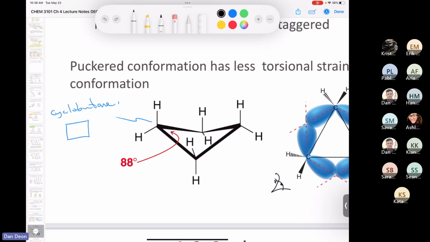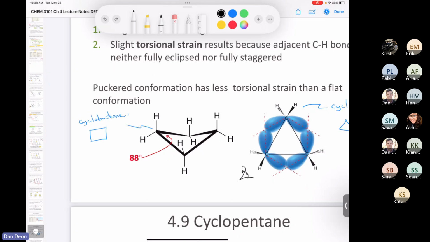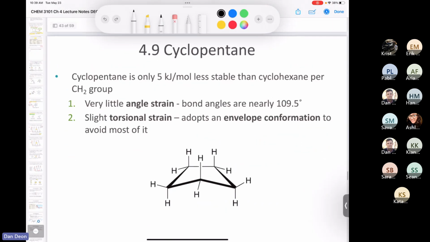And that puckering prevents some of the eclipsing from occurring, but it doesn't do a great job. And so it's still going to be really high in energy. Once we get to cyclopentane, so what we're seeing here is a model of cyclopentane, this guy here. Cyclopentane is actually a pretty stable molecule.